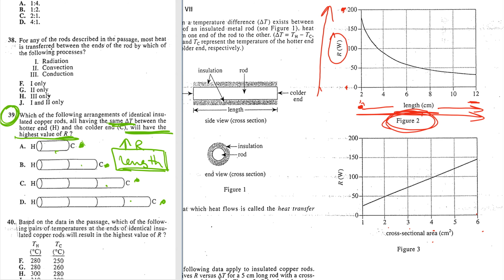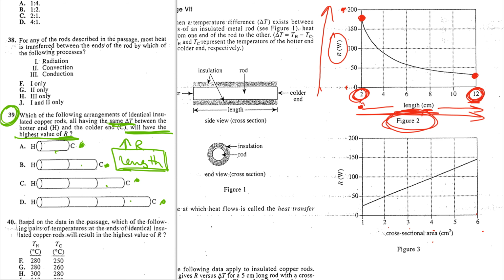So we just look at the graph, and the shortest length, right, is 2. That's the shortest one. It's only 2 centimeters long. It's tiny. What's the value of R? It's way up here. It's about 180. So let's look at what happens if it gets longer. Well, let's take it at its longest. When it's longest, it's 12. What happens to R? It's way down here at about 40.